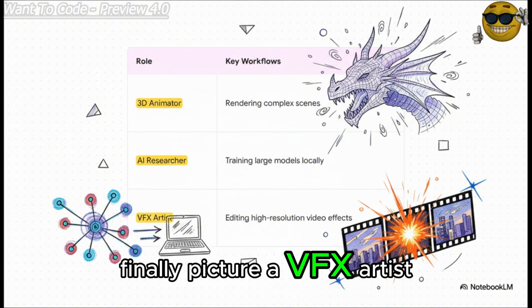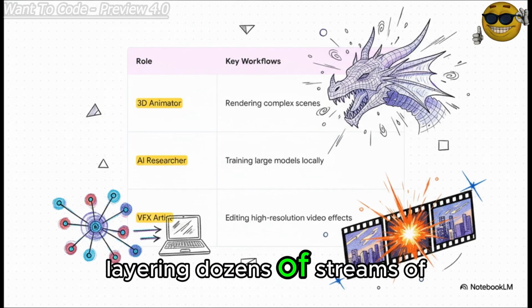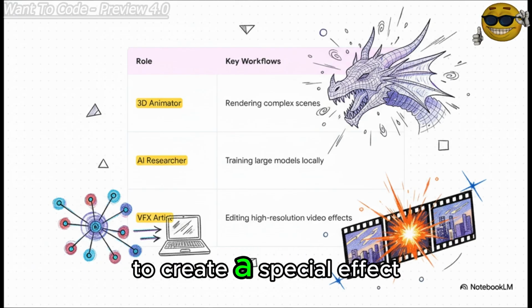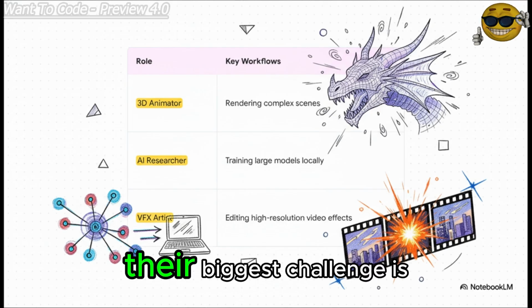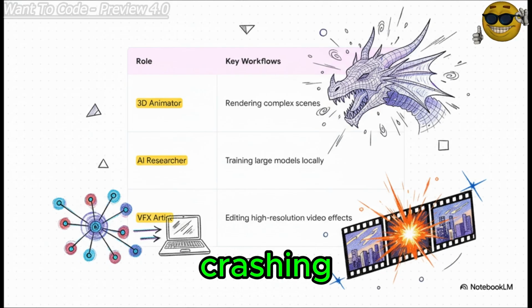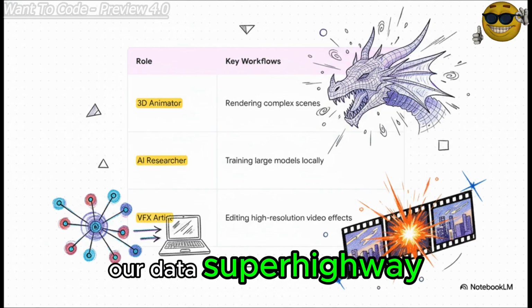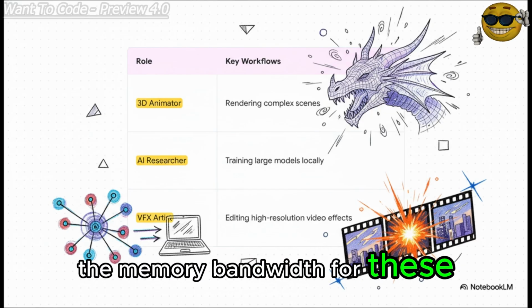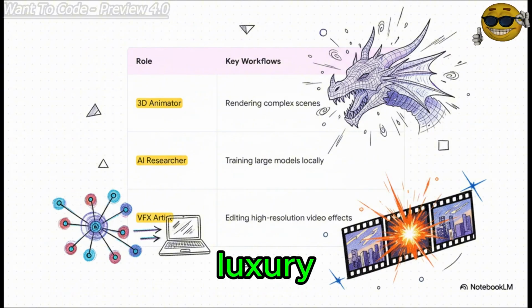Finally, picture a VFX artist in Hollywood layering dozens of streams of 4K or 8K video to create a special effect for a blockbuster film. Their biggest challenge is just moving all that visual data around without the computer stuttering or crashing. This is a job for our data superhighway, the memory bandwidth. For these users, the M5 Max isn't some luxury, it's an absolute necessity to get their work done on time.